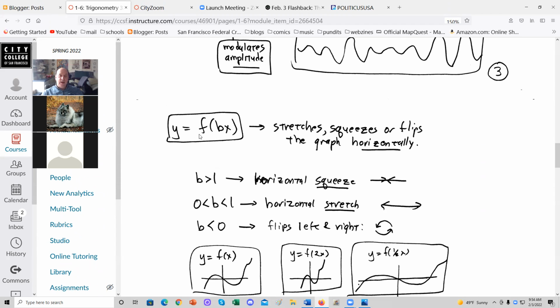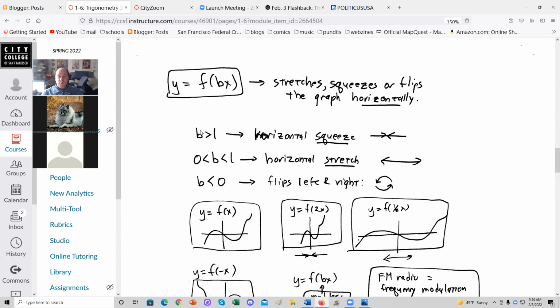And that's what happens when you're multiplying inside the function, f of the quantity bx, where the multiplication is inside the function. That will stretch or squeeze or flip the graph horizontally. Just how adding inside the function has a reverse effect than adding outside the function, here, multiplying by a number bigger than 1 will make a horizontal squeeze. If it's between 0 and 1, it's a horizontal stretch. It makes it move through its range more slowly. If b is less than 0, then it flips the graph left for right.